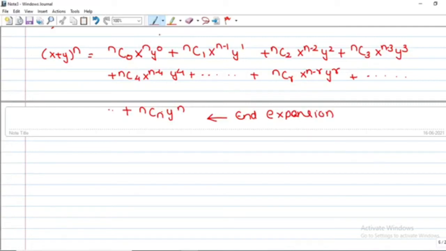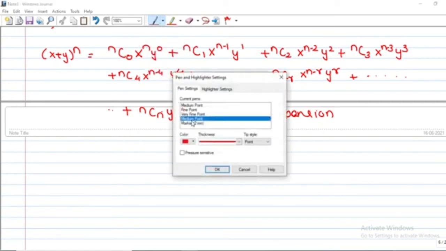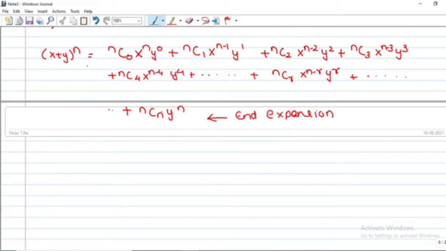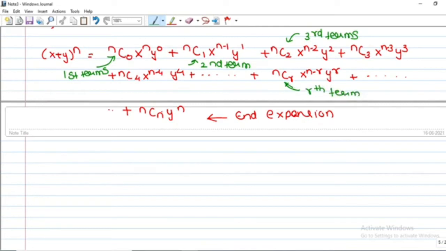Now just observe, let me change the pen color, then you will understand some great things. Now just see, this nC0 term is nothing but my first term, right? This nC1 is my second term. And this nC2 is my third term. And this in between is nothing but the rth term, and this we call the rth term, right?